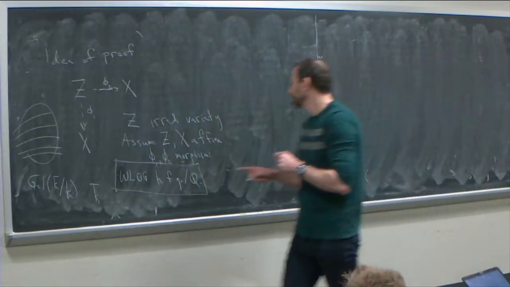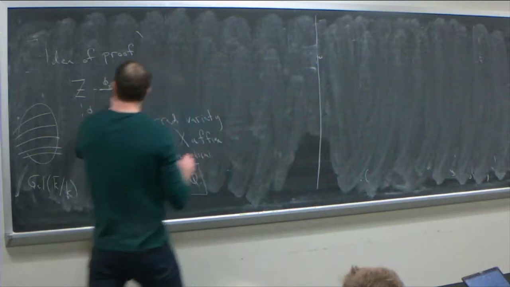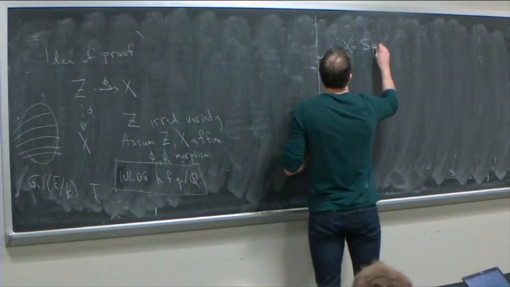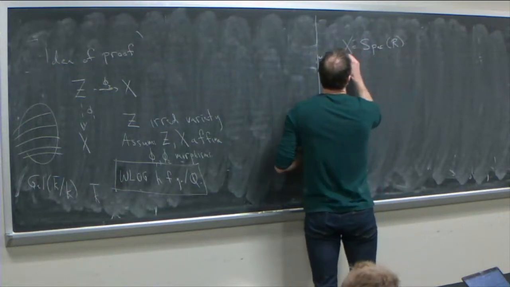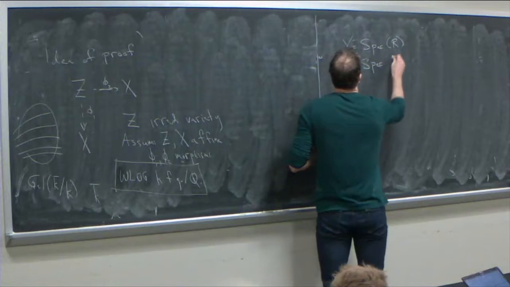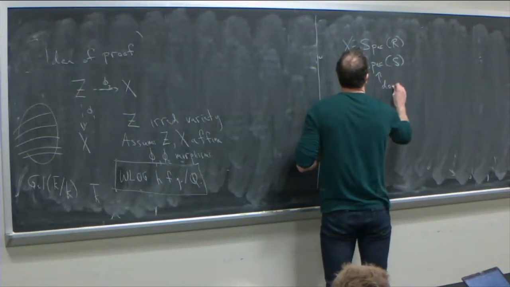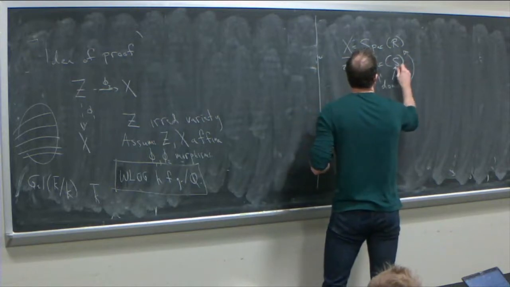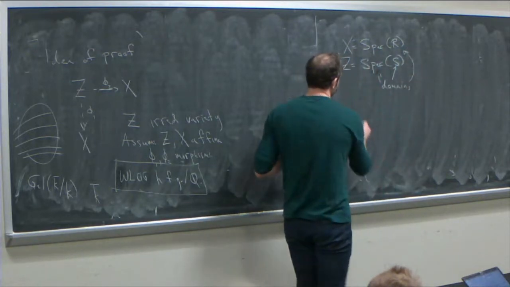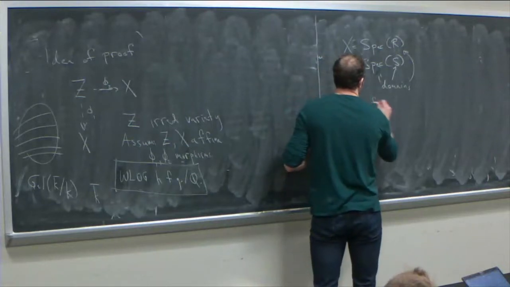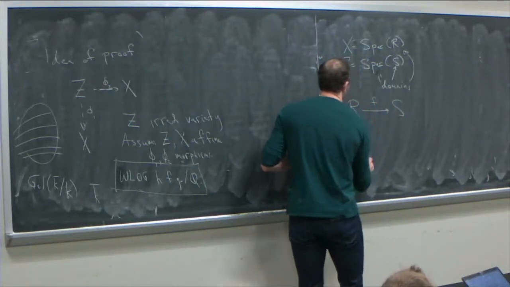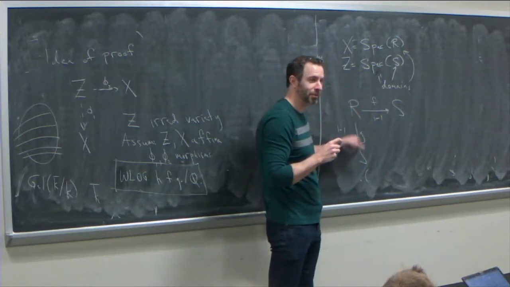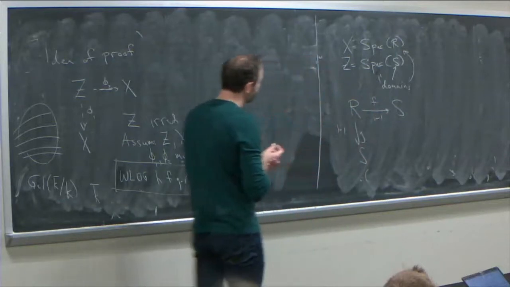Well, now that we're working with affine, if I reverse the arrows, I'm thinking of X as being Spec R, Z as being Spec S, and these are integral domains, R and S. And now the picture is I just have injective K-algebra homomorphisms, R to S.